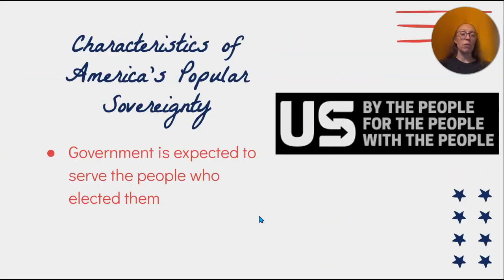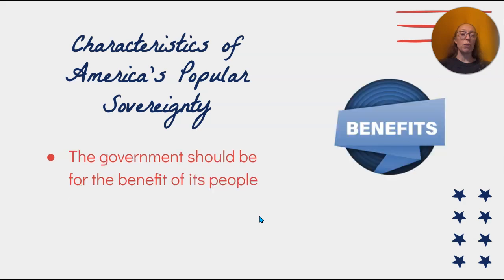So if it ignores the will of the people, the government doesn't really have any say anymore. The characteristics of America's popular sovereignty also include the government is expected to serve the people who elected them. It's not that the people have to do what benefits the government. It's the government that is supposed to serve the people. And the government should be for the benefit of its people.